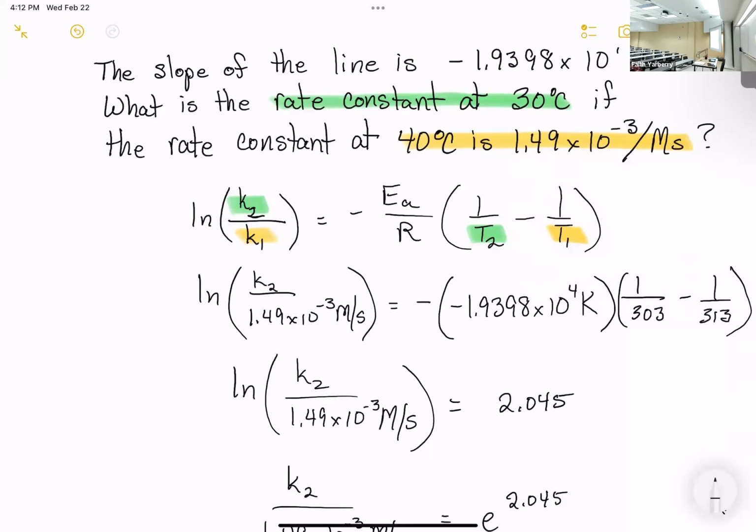It's equal to what, that's what you're searching. E sub A over R was what I was talking about for the slope.